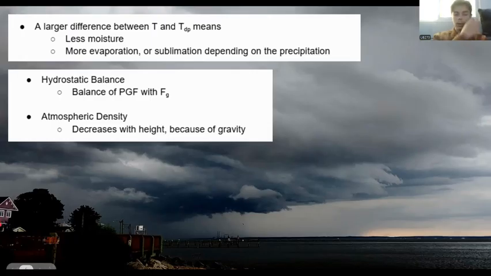A couple of other definitions that you're going to want to know. If we have hydrostatic balance, that's going to be a balance of the pressure gradient force with the force of gravity. Now, we're going to talk more about these forces a little bit later. And as far as density that we have in the atmosphere, it's important to know that it's going to decrease with height, and that's because of gravity.